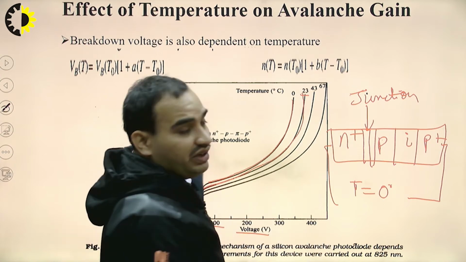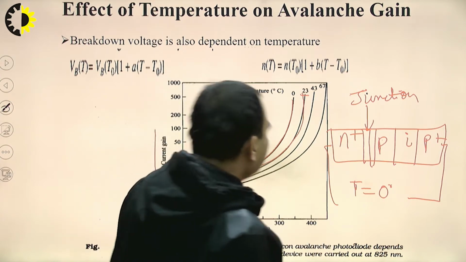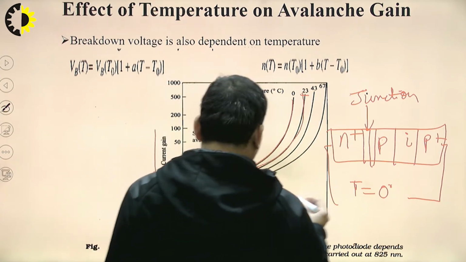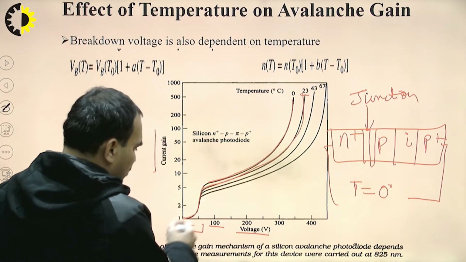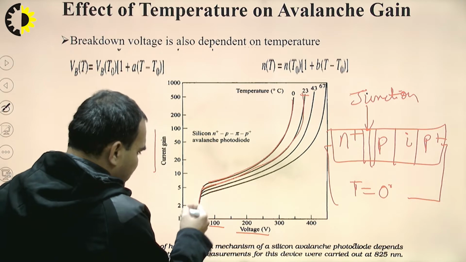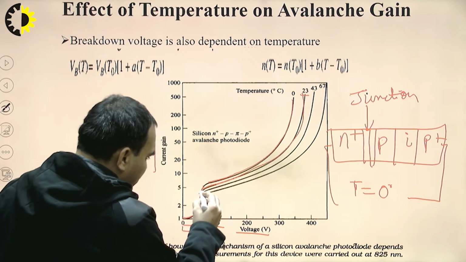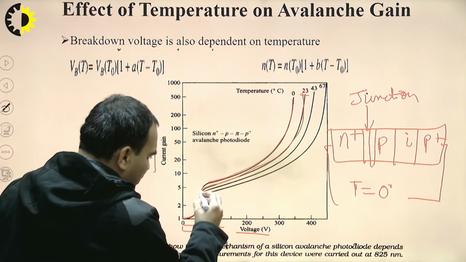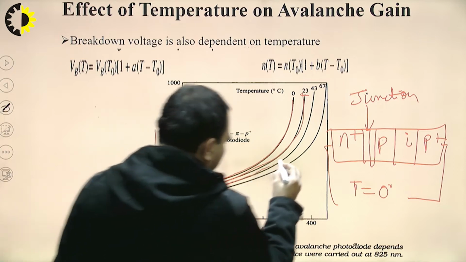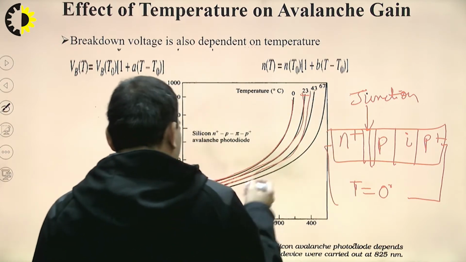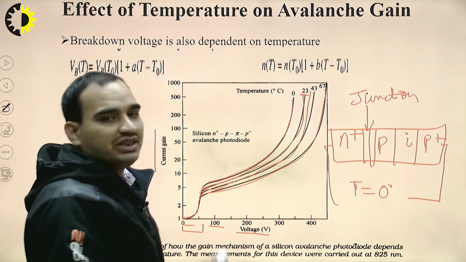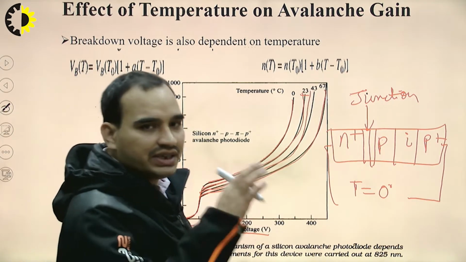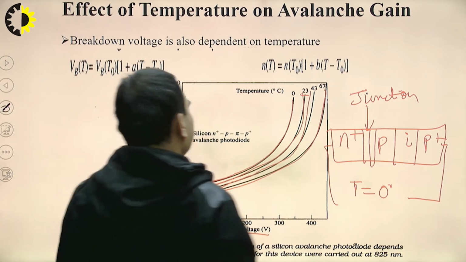Again, when the temperature rises to 43 degrees centigrade, then from 0 to 50 volt the curve is constant, having the same value, and then here we can see the gain has decreased. This means that as the temperature is increasing, the current gain is slightly decreasing.